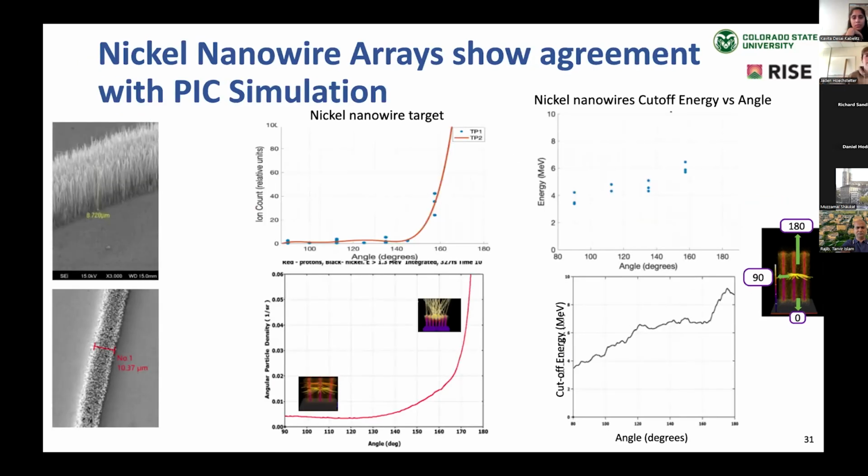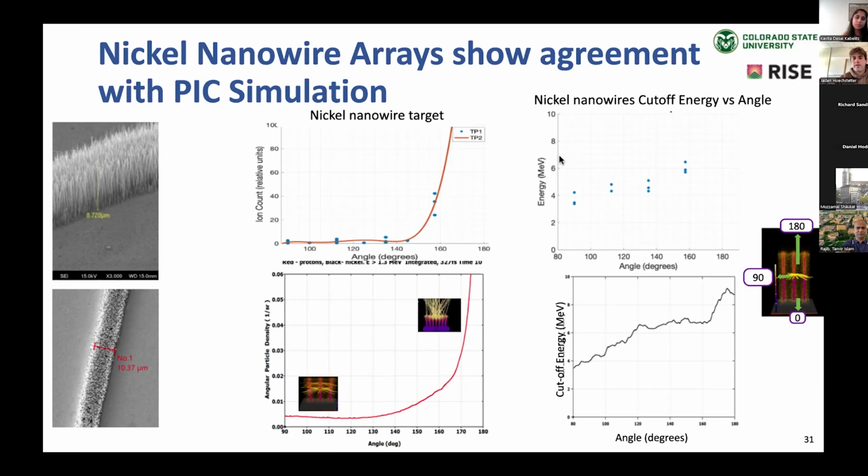And we also measured the nickel nanowire arrays and compared it to simulation. We constructed 10 micron tall nickel nanowires with 100 nanometers diameter, and then the arrays were 10 microns wide. Here you can see the nickel nanowire target, the ion count on the y-axis versus the angle, and the amount of ions increases towards the laser backward direction, and this agrees well with the PIC simulation on the bottom.